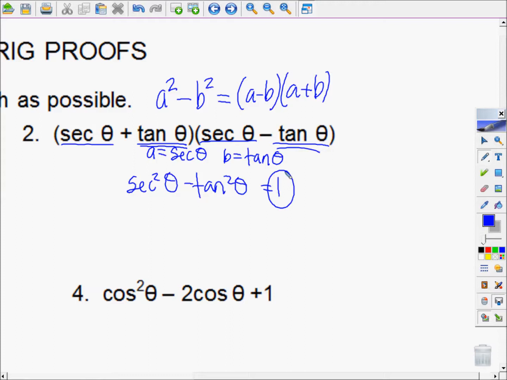Which one is that, Joe? Which identity? It should be 1 plus tan squared equals secant squared. Oh, right.